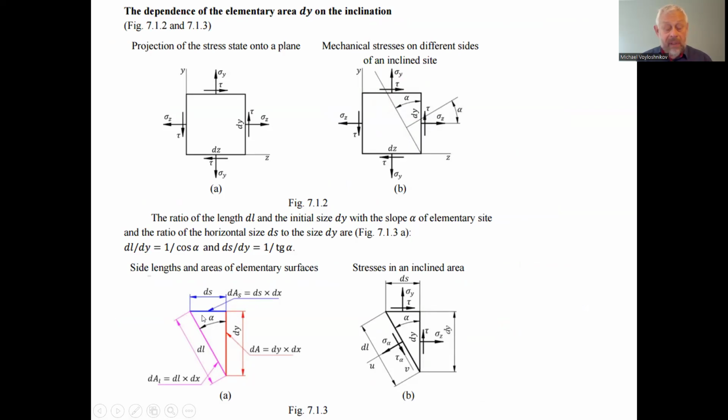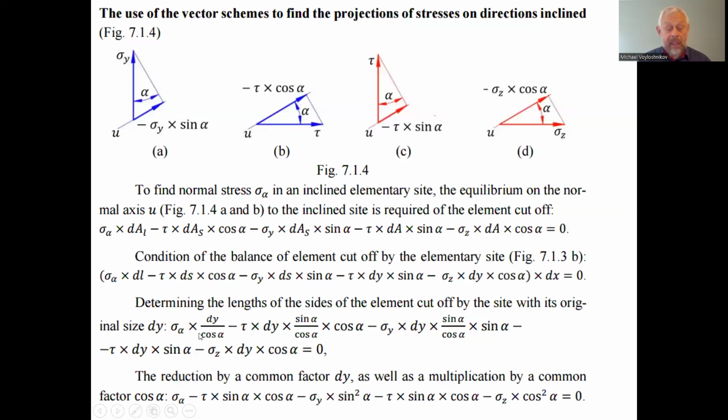We have defined these two, the leg and the hypotenuse by dy, and the cosines of the angles of the inclination. We did that in this one equation. And after that, we can reduce the common factor dy as well as the dx, and only remain the stresses, and the trigonometric functions of the stresses. This is the result of transformation of the balance equation of the forces projections on the auxiliary axis u.